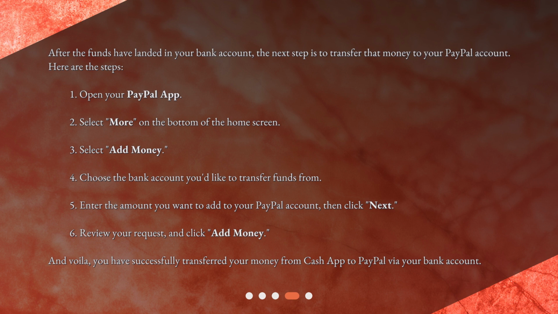5. Enter the amount you want to add to your PayPal account, then click Next. 6. Review your request and click Add Money. And voila! You have successfully transferred your money from Cash App to PayPal via your bank account.